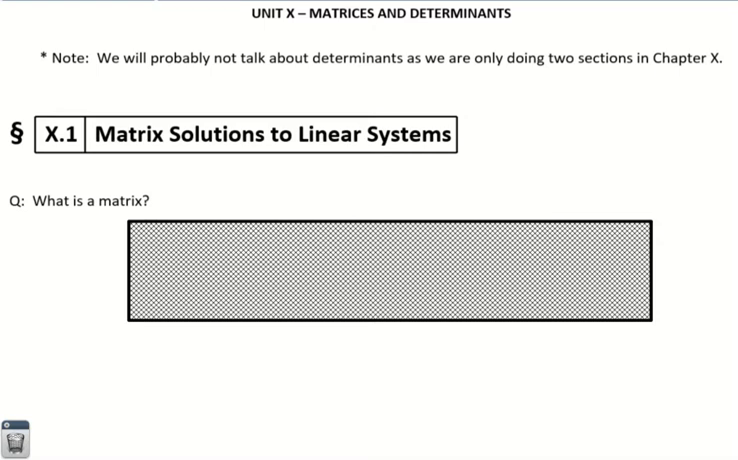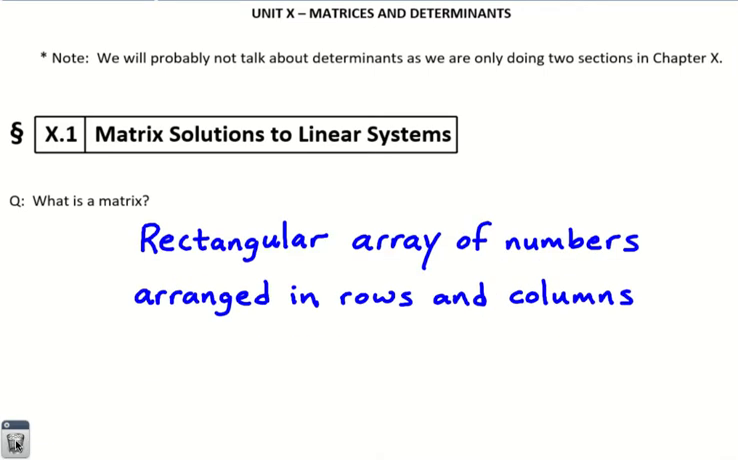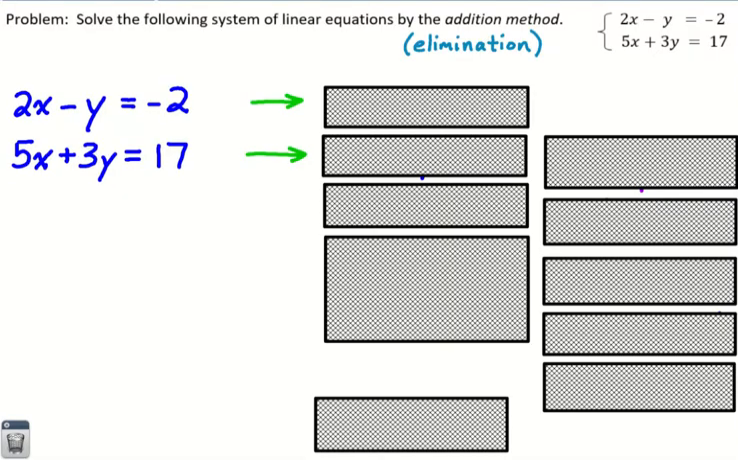So, question. What is a matrix? A matrix is essentially a rectangular array of numbers arranged in rows and columns. So that's basically what a matrix is, but probably better to show you eventually. But first, let's do kind of a problem from the past.